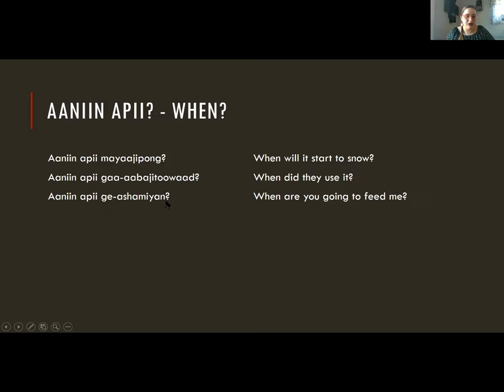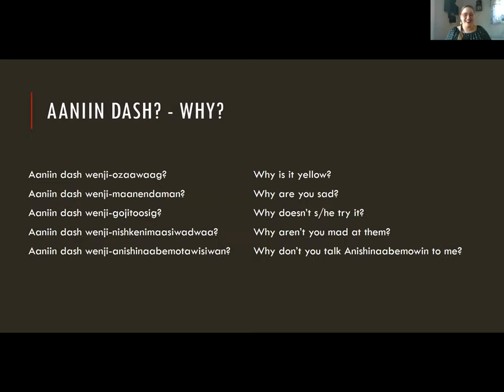Aninapi geshamian. When are you going to feed me? The verb is asham, which is a VTA, feed him or her. Ge is future tense, changed conjunct. And then yun is the you-to-me ending before mending. Aninapi geshamian. That's a handy one to have when you're out visiting.